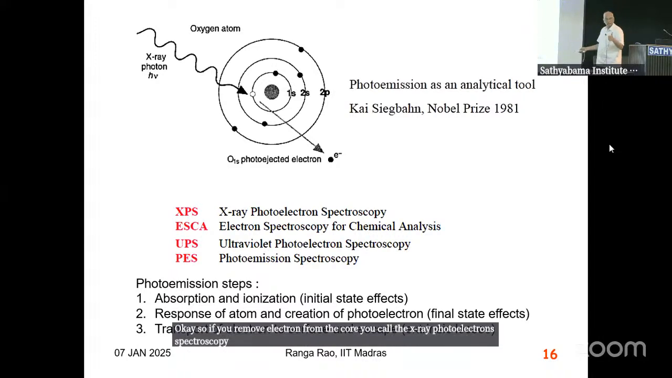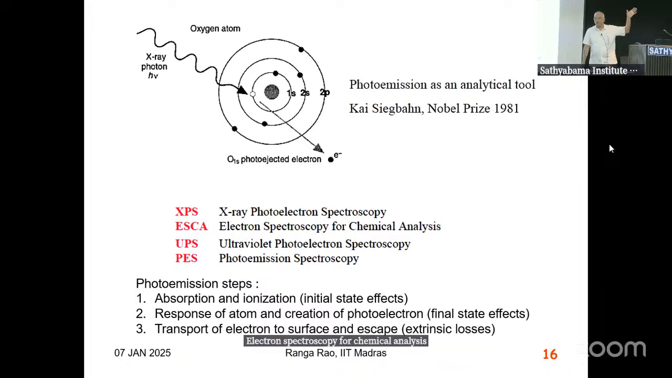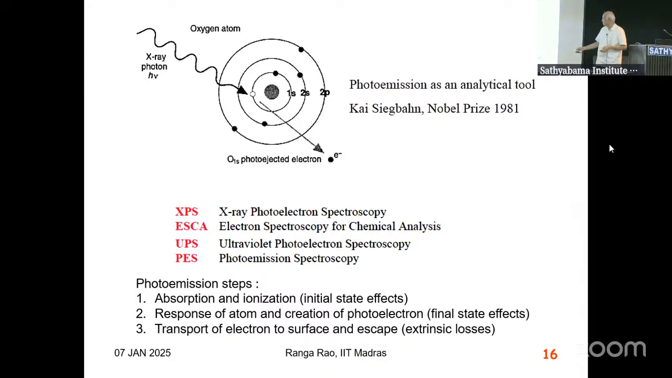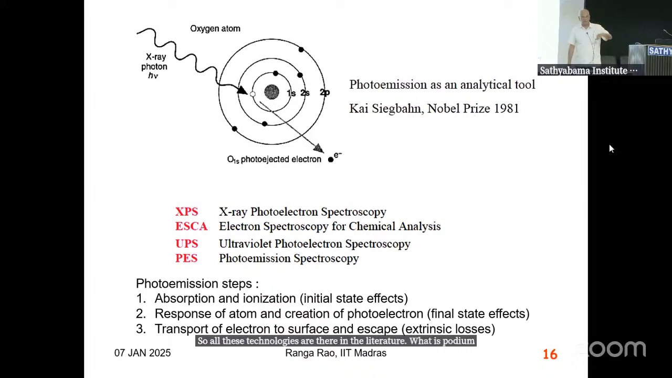In the olden days, people used to call it electron spectroscopy for chemical analysis, or ESCA. You will see in the literature that ESCA is nothing but photoemission spectroscopy. UPS means ultraviolet photoelectron spectroscopy, where ultraviolet radiation is used. Photoemission spectroscopy can be XPS or UPS. So all these terminologies are there in the literature: photoemission spectroscopy, ultraviolet photoelectron spectroscopy, X-ray photoelectron spectroscopy, and ESCA. All are essentially similar.